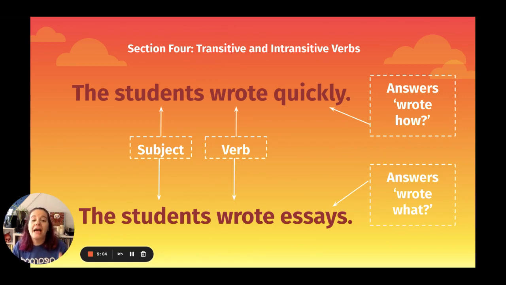In the first one, we have wrote how as our question. How did they write? Which is not a transfer of action. That is not a direct object. So the students wrote quickly is an intransitive verb sentence, but the students wrote essays, where we can answer the question of wrote what, the action of writing is being transferred to the essay. We then have a transitive verb sentence with wrote with a direct object, essays.